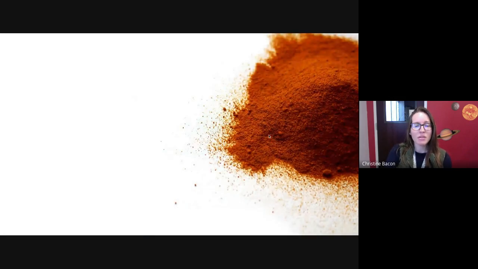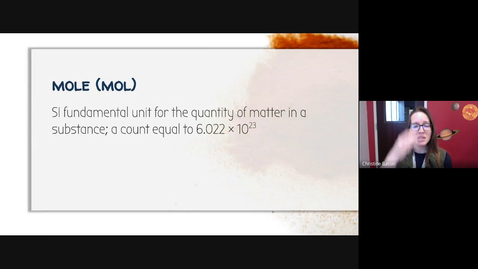All right. So a mole is an SI fundamental unit for the quantity of matter in a substance. Specifically in chemistry, that means 602 hexillion atoms of something. We can also express that in scientific notation using 6.02 times 10 to the 23rd power.